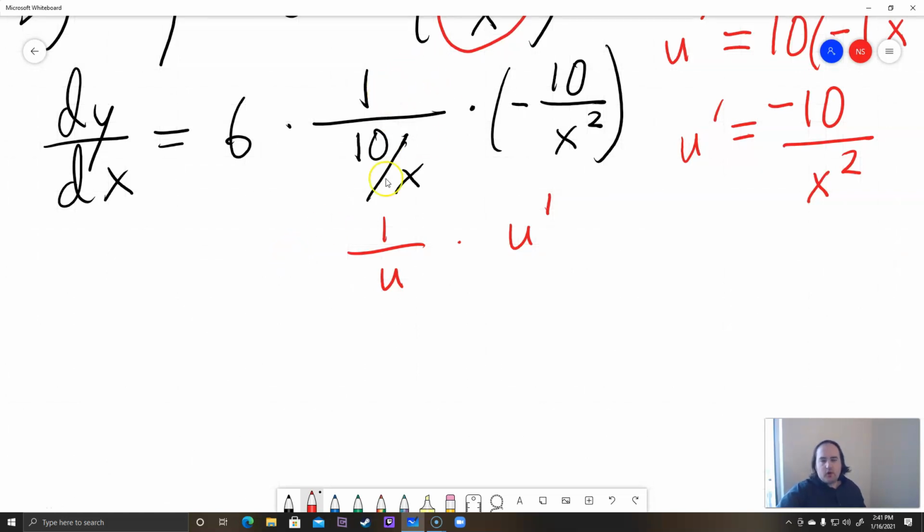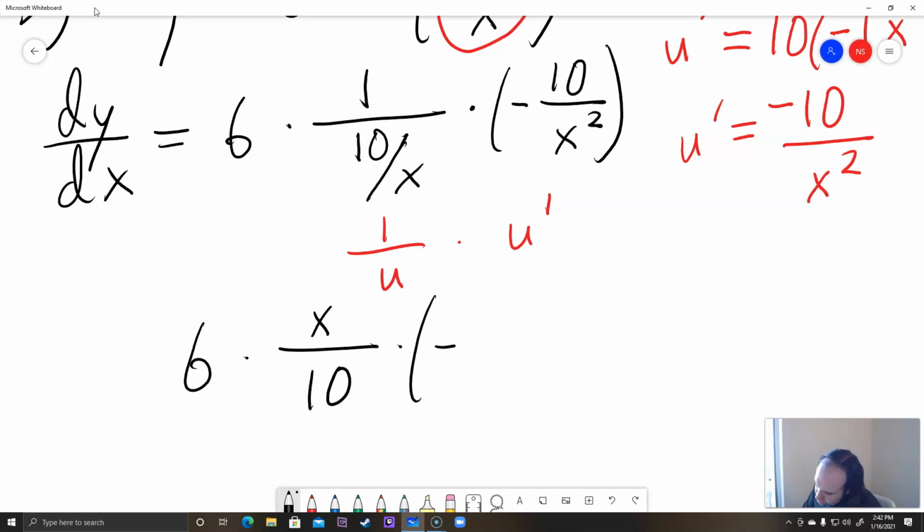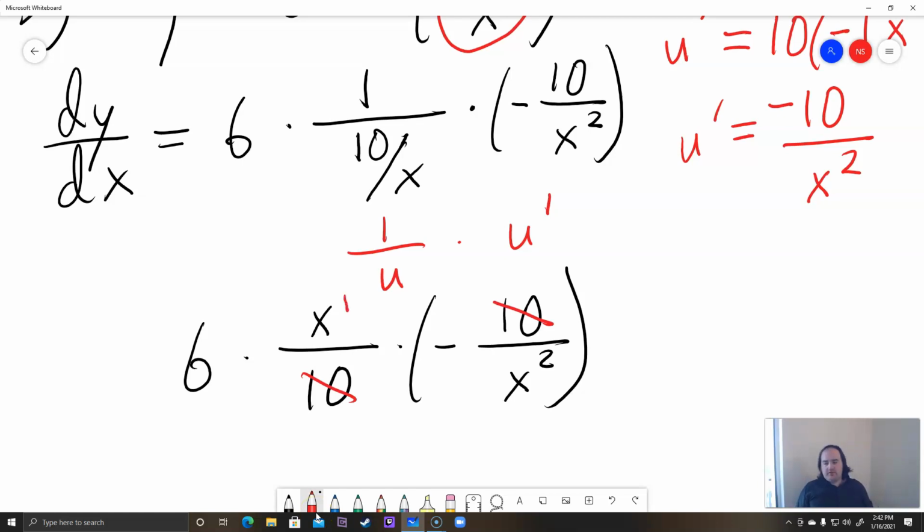So remember, if you're doing 1 over 10 over x, that's the reciprocal. So that just means you flip it over. Okay, so if I flip over the 10 over x, what am I going to get? Well, I'm going to have 6 times x over 10 times negative 10 over x squared. Okay? And then the 10s are going to cancel out. And then remember, this x up here is actually the same as x to the 1. They don't write the exponent, it's automatically 1.